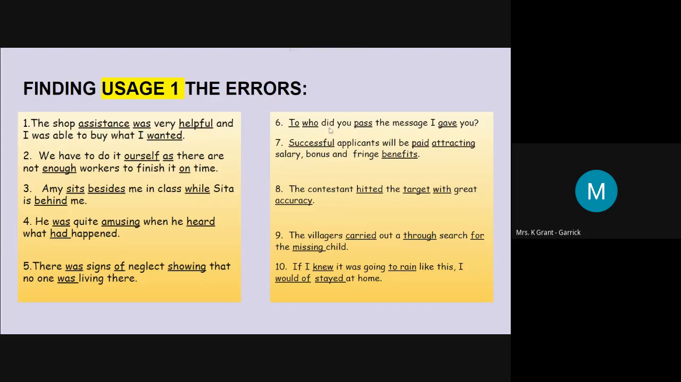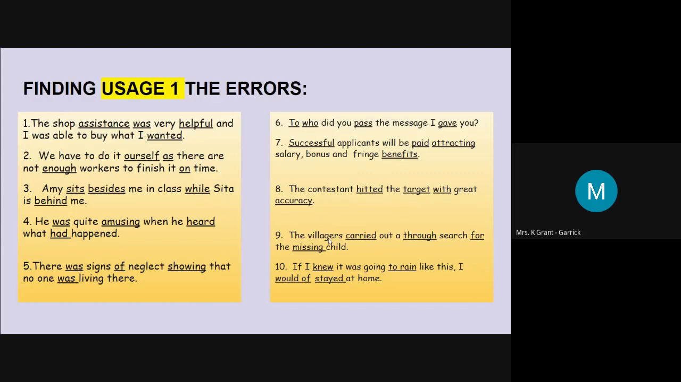All right, just quickly going over here. I want to jump to this because this is important. That's why I'm jumping over here. We normally miss this one, number 6. To who did you pass the message I gave you? What do you think? Who? Yes, you always say to whom.